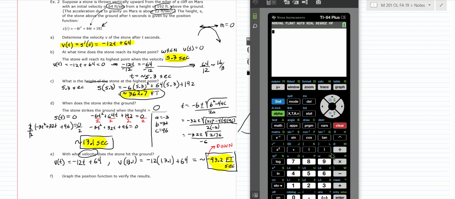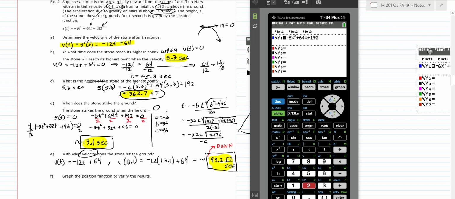So that's what you want to do when you do your homework: do it like this, and check everything graphically. You'll understand this stuff better, too, if you do it that way. So what I'm going to have you do is go to y equals, and put in the position function: negative 6 x squared, plus 64 x, and then plus 192. And then we're going to think about a good viewing window.